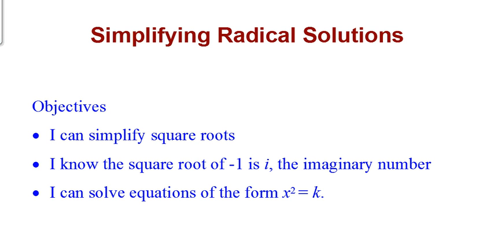In this lesson, we're going to be simplifying radical solutions. Our objectives are to make sure that we can simplify square roots, know that the square root of -1 is i, the imaginary number, and lastly, we're going to solve equations of the form x squared equals k.